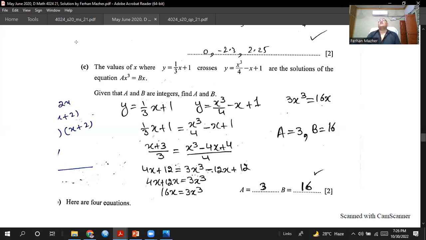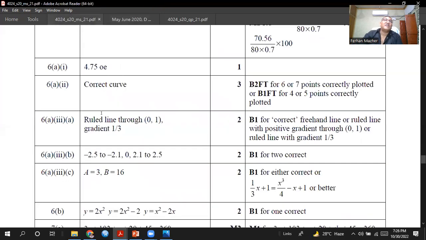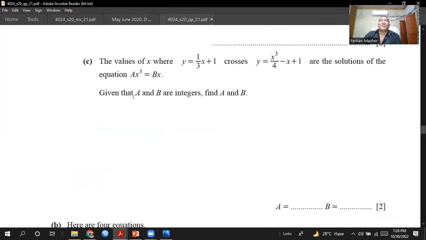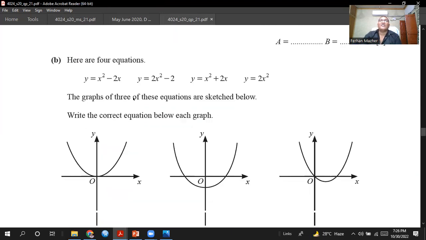They said that the equation will be ax^3 = bx. So by comparison, the a value is 3 and the b value is 16. So the a value is 3 and the b value is 16. So our answers are right. Okay. So then we are going to the next question.